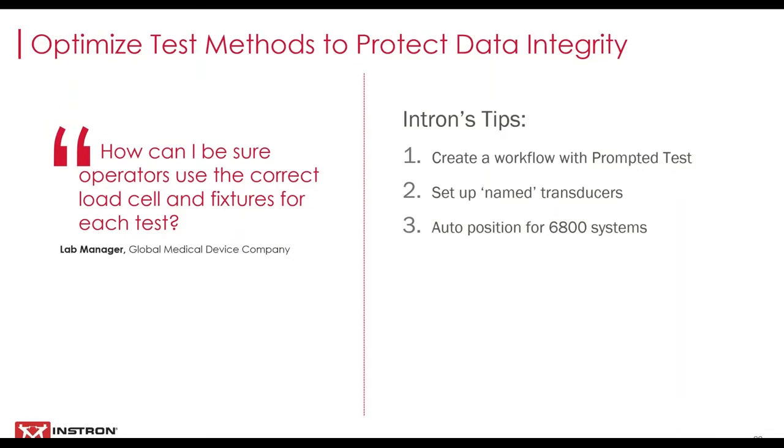So in summary, the 3 tips for ensuring operators use the correct load cell and fixtures for each test: use prompted tests to guide users with images and text, set up named transducers to make sure an operator cannot start a test unless the correct, verified, and calibrated load cell is being used, and finally, utilize auto position on Instron's brand new 6800 systems.